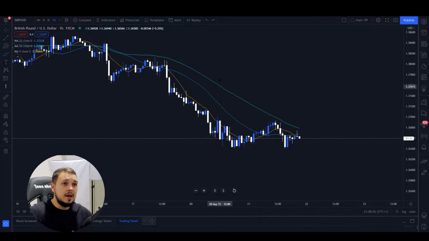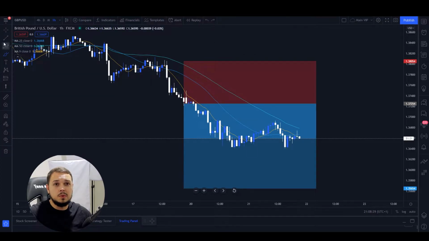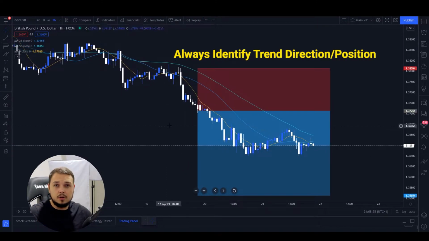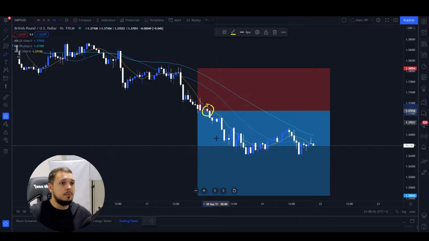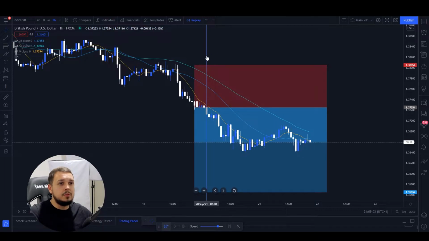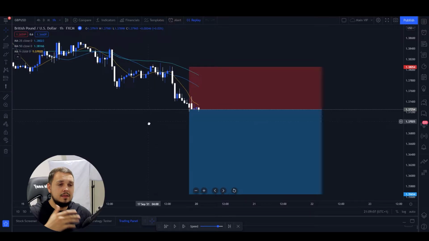Now, since we're talking about the trend, we need to identify the trend before we can place any of our trades. So when I first started this strategy and entered the trade over here with a bearish engulfing candle, which is also very important, let's just use the replay tool and see what I actually saw when I started trading this pair. This is what I saw.